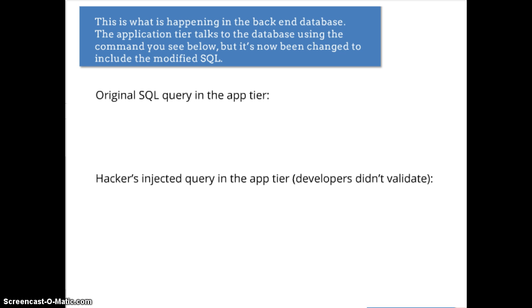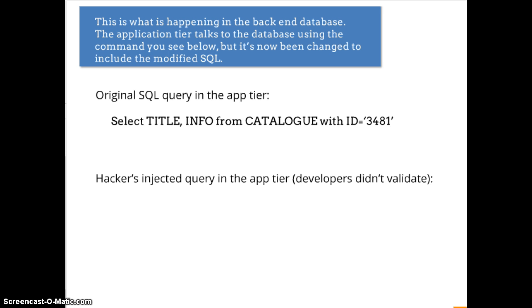Now you might be asking at this point, Oliver, how exactly is it that SQL is coming back from the database? What exactly is happening? Well, remember how I said that the application tier speaks to the database on the web tier's behalf? The original query for the album probably looks something like this. You have a select statement asking for two columns, title and the information from the catalog being the table, and you're looking for one with an ID specifically of 3481. Under normal operation, this is what the application would be talking to the database for.